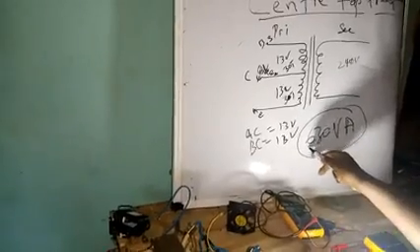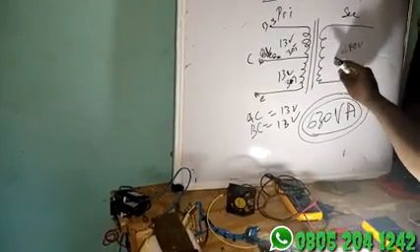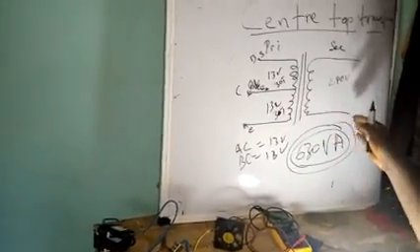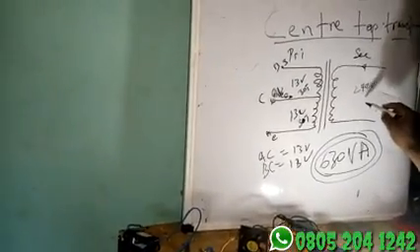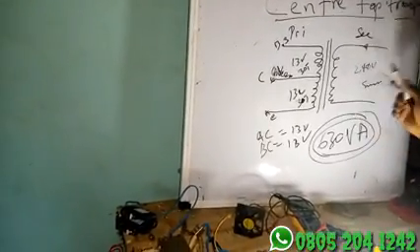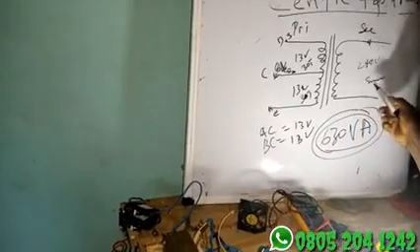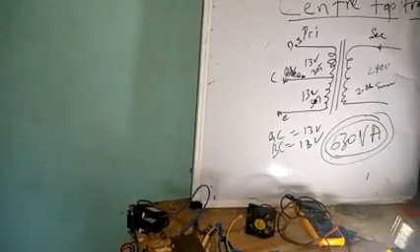But if they are rated in VA, for example, if this one is a 600 VA transformer, you will see that the current here will be very small. You take this one, divide this, you get the current. It is going to be around 2.8 something. You divide that. You understand?